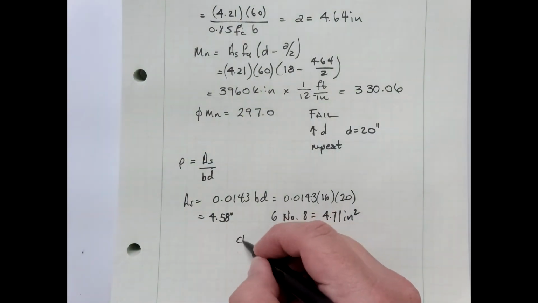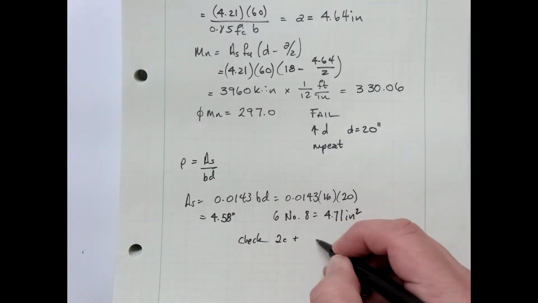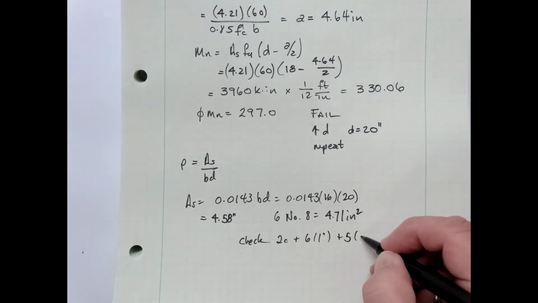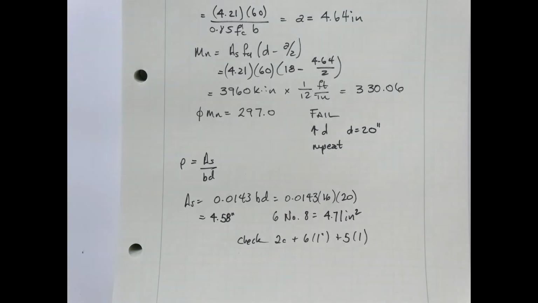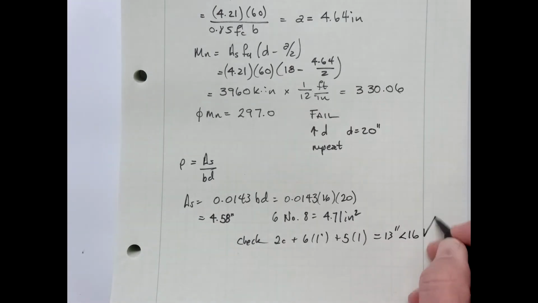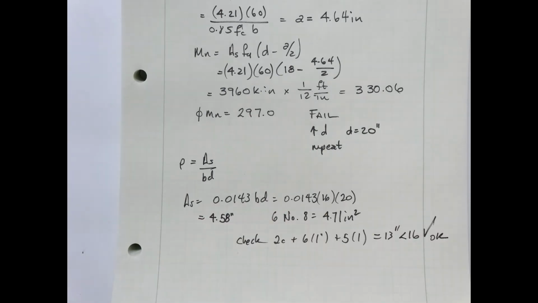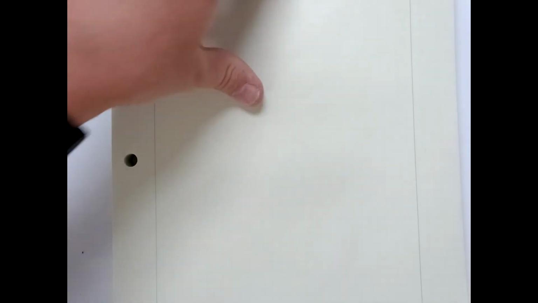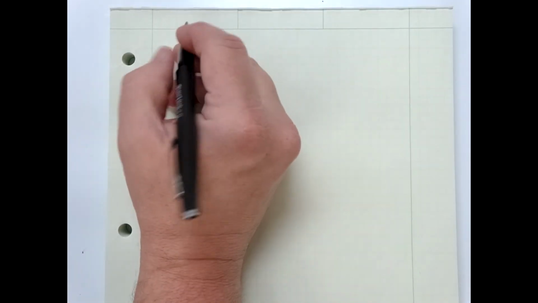We check 2 covers plus 6 1-inch bars plus 5 1-inch spaces is going to be, not requiring a calculator, 13 inches, which is less than 16. The bars will fit. Right, so this is the cover, 2 inches, plus 6 bars at 1 inch, plus 5 spaces, also at 1 inch. Number 8 bars happen to have a diameter of 1 inch, right? So if we know that, then we go back and we do our check.